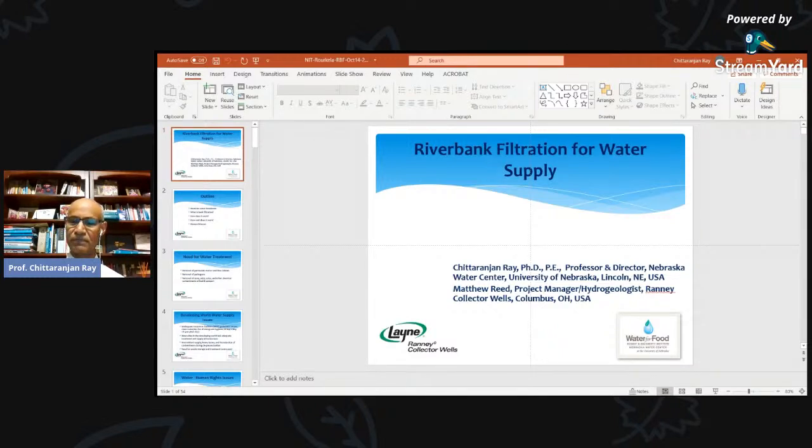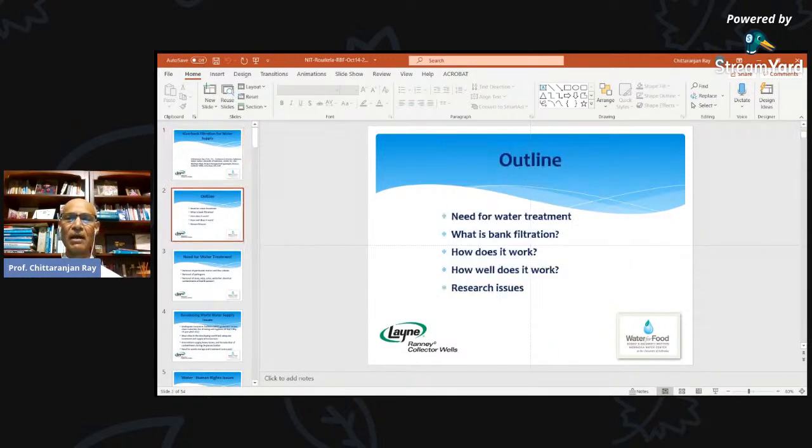Let me just briefly mention the outline of what I'll be talking about. Need for water treatment. What is this riverbank filtration, or traditionally we call it bank filtration? How does it work? How well does it work? And some of the research issues we should be looking into.